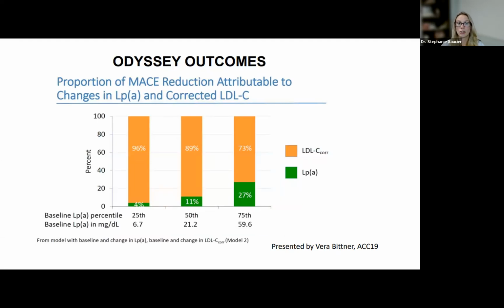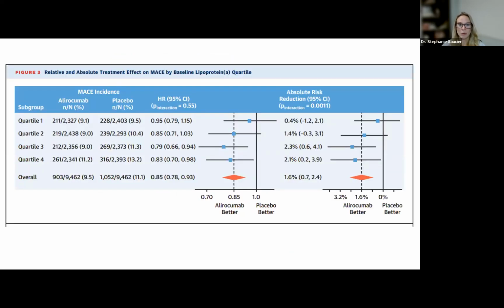This shows the proportion of MACE reduction attributable to changes in Lp(a) and corrected LDL-C. On the x-axis, the baseline Lp(a) percentiles are the 25th, the 50th, and the 75th. The 75th percentile are patients who had a baseline Lp(a) of 59.6 milligrams per deciliter. Look all the way to the right-hand side, and you can see that the percent MACE reduction attributable to the LDL-C reduction was 73%, and 27% of the MACE reduction was attributable to the Lp(a) reduction. Again, this just goes to illustrate that even more. Alirocumab is better compared to placebo in all of the quartiles, except the first quartile, where it does cross the median line. But overall, patients' absolute risk reduction was improved for MACE.